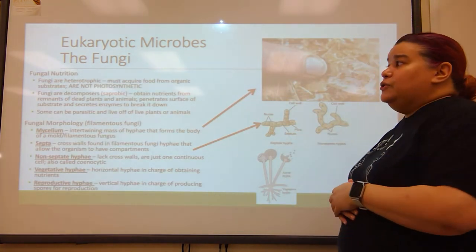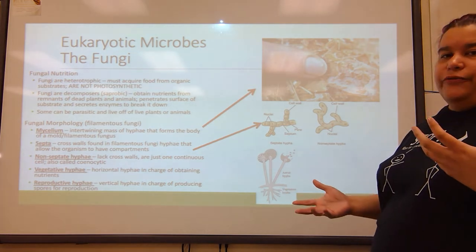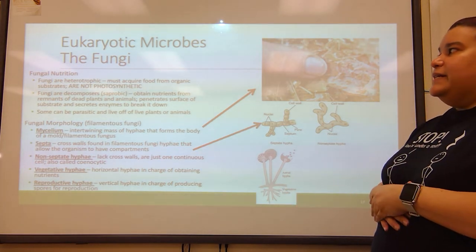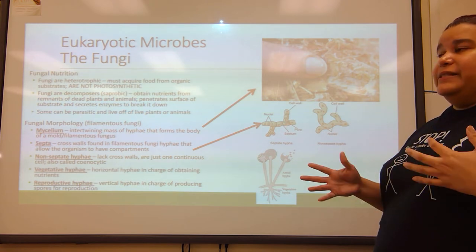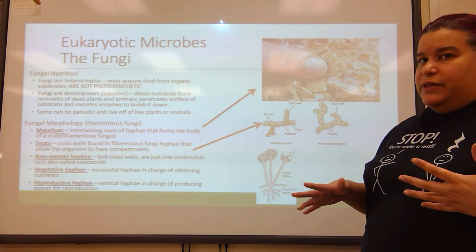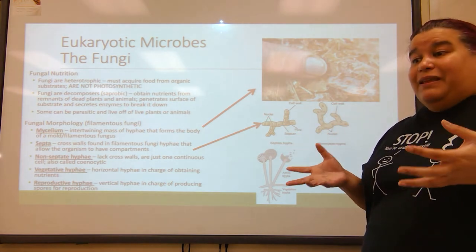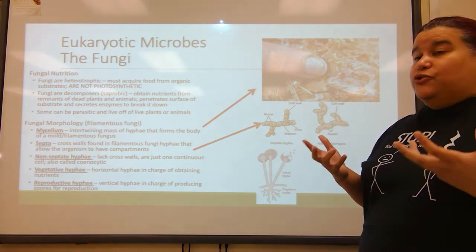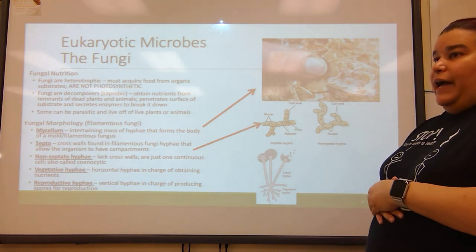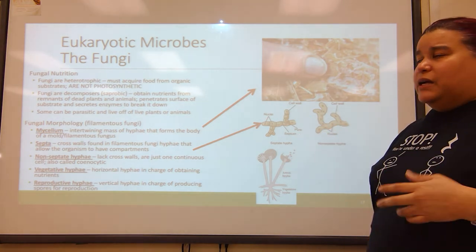So fungal nutrition. Fungi are heterotrophic, okay? Basically, they must acquire food from an organic substrate. They're not photosynthetic. They can't use the sun, they have to have something they can grow on top of and basically get nutrients from. Fungi, as we said before, are decomposers or saprobic.